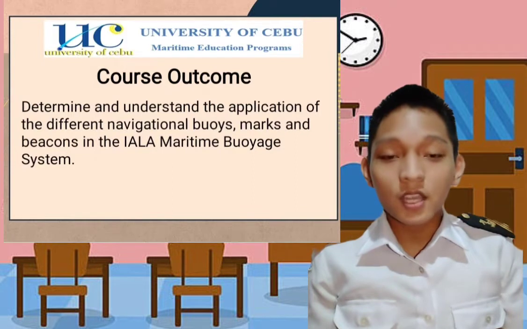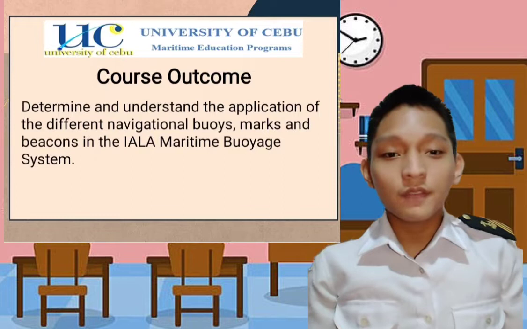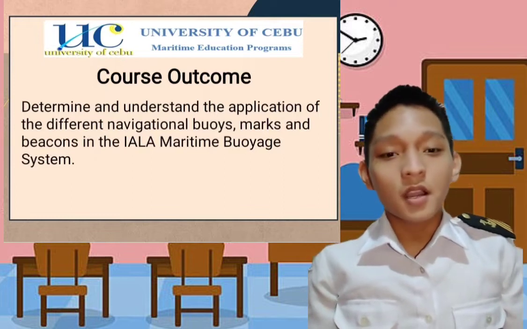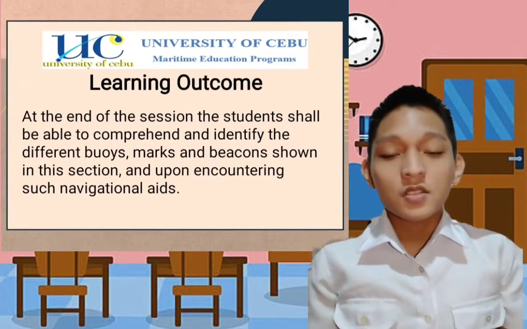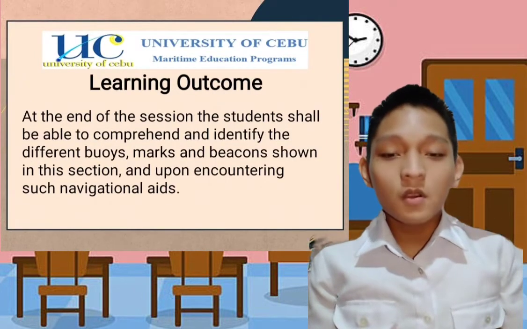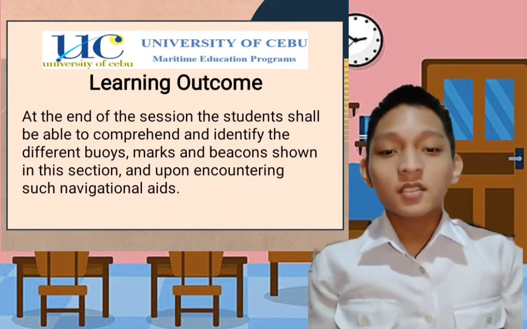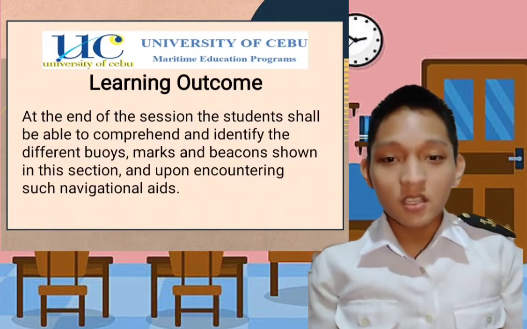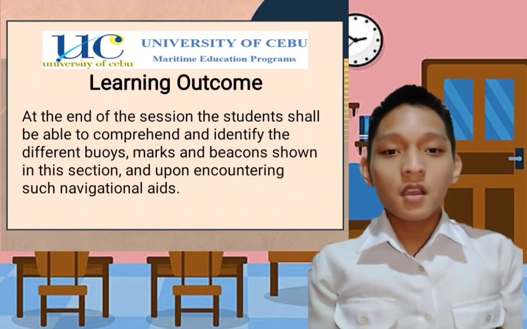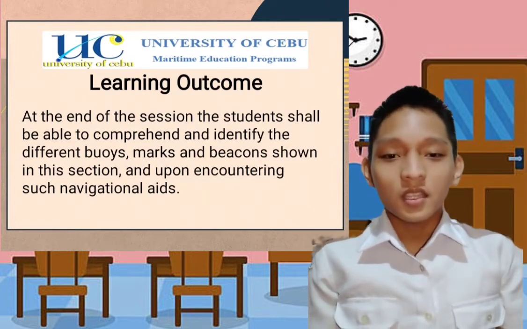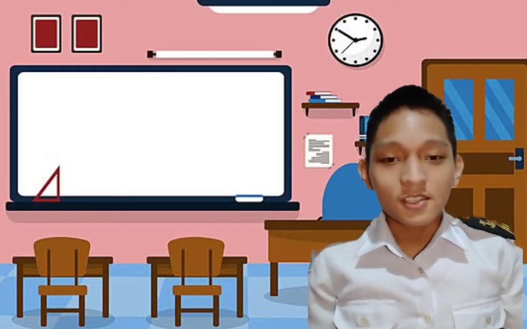So our course outcome is to determine and also understand the application of the different navigational buoys, marks, and beacons, which are part of the IALA Maritime Buoyage System. Next would be the learning outcome: at the end of this session, the students, viewers, or audiences should be able to comprehend and identify the different buoys, marks, and beacons that are shown in this section, and also upon encountering such navigational aids.